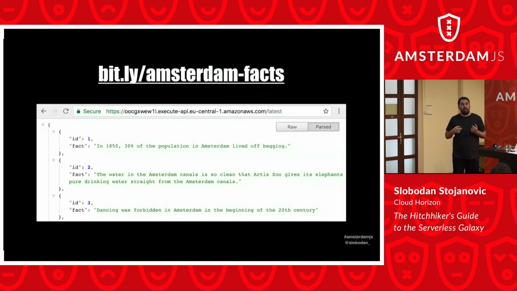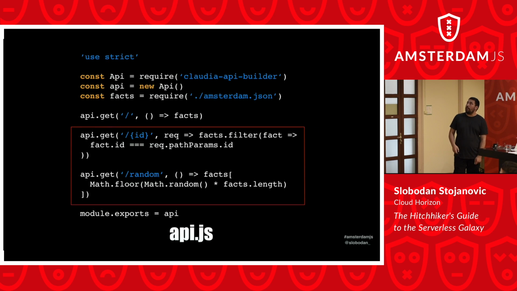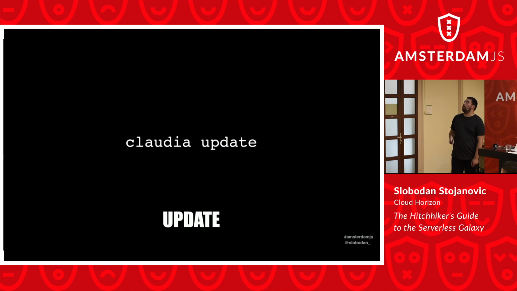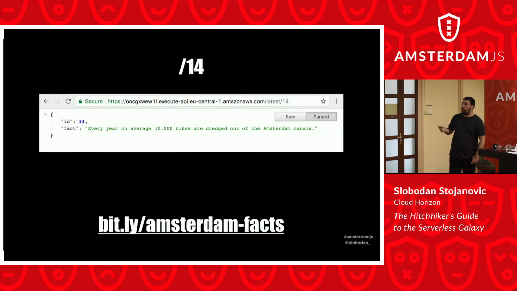And what if we want to update our API? It doesn't need to do just one thing, we can do multiple things with it. Let's build a few more things. First, let's try to get a fact by ID. And the other thing, let's try to get a random fact. It's really easy. We'll add 2 more routes, and that's it. If we want to deploy it, we'll do claudia update. If we go to /random, we'll see that we have a random fact. And if we do, for example, /14, we'll have the fact with ID number 14. Simple.